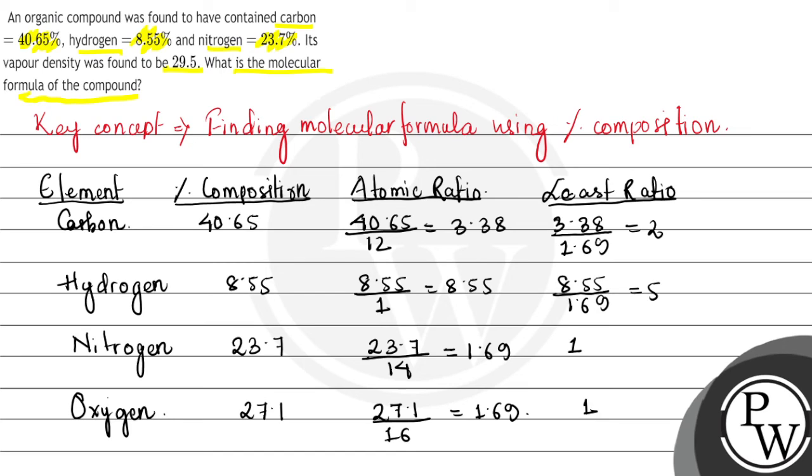From this, we can conclude that 2 carbon is present, 5 hydrogen is present, 1 nitrogen is present, and 1 oxygen is present. So, the empirical formula of the compound will be C2H5NO. It is the empirical formula of the compound.